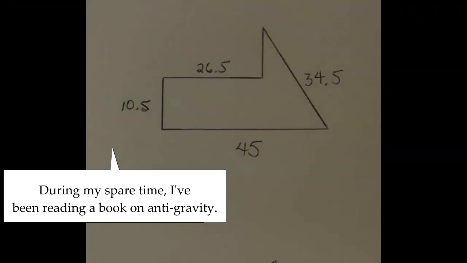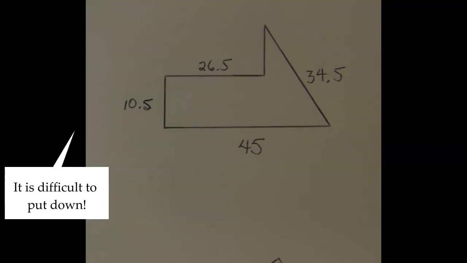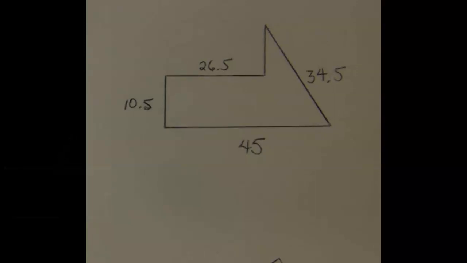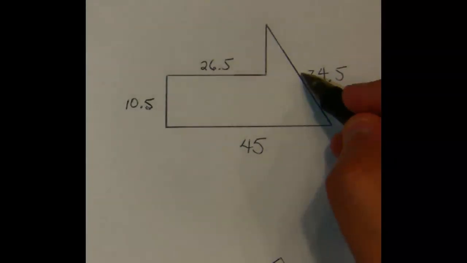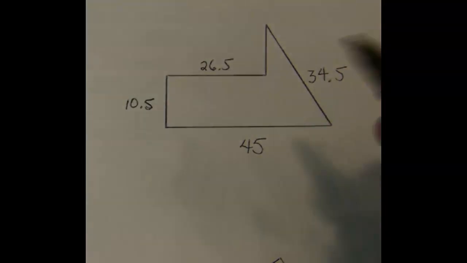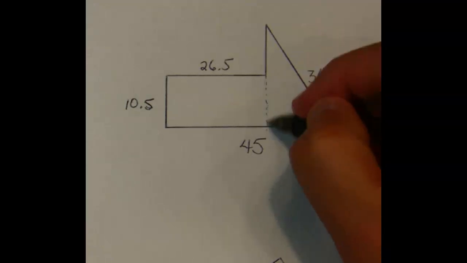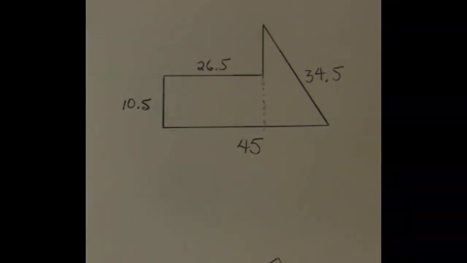Our third shape is probably going to be the one that you're going to have to do the most work with. Here we have a composite shape. If you look very carefully, you could break this up into a triangle and a trapezoid, or you can have a rectangle and a triangle. I believe this is going to be our best bet in order to find the total area.